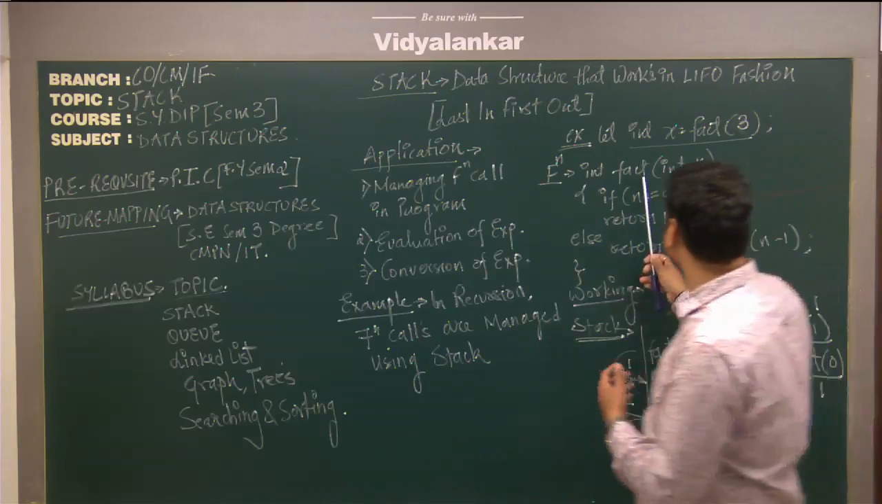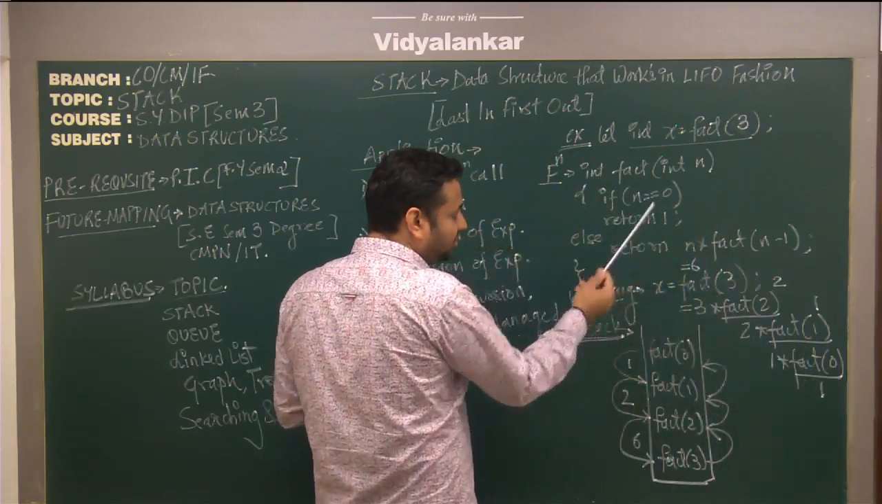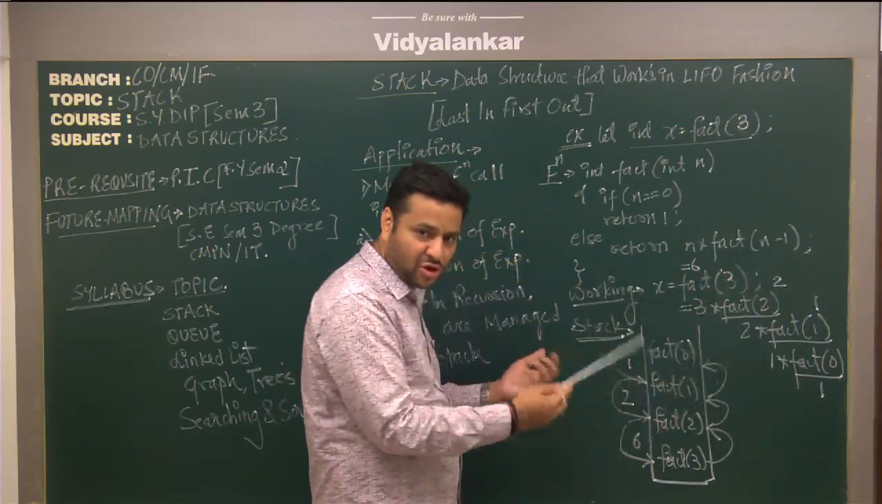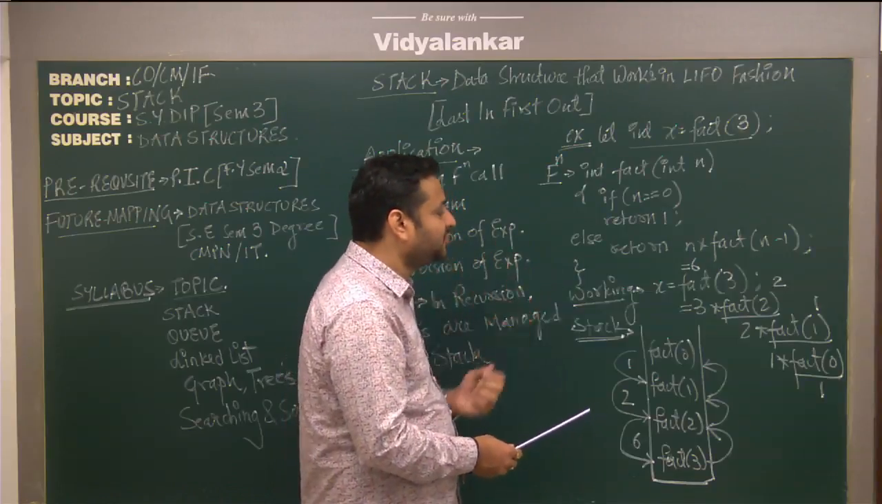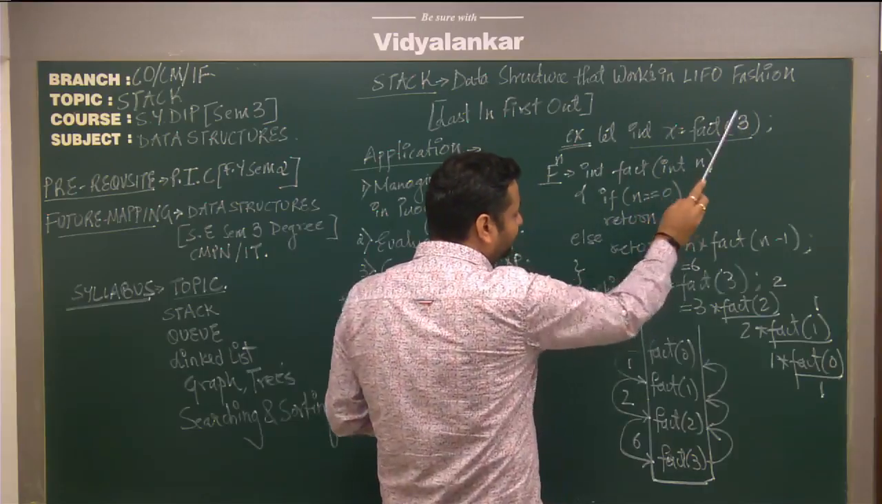So this is a small example of a function. We have a fact function that takes an integer value. If the value of n is 0, it returns 1, else it returns n into fact of n minus 1, as we are aware of this function. Let us have tracing of this function call for value n equals 3. Let us try to implement this.